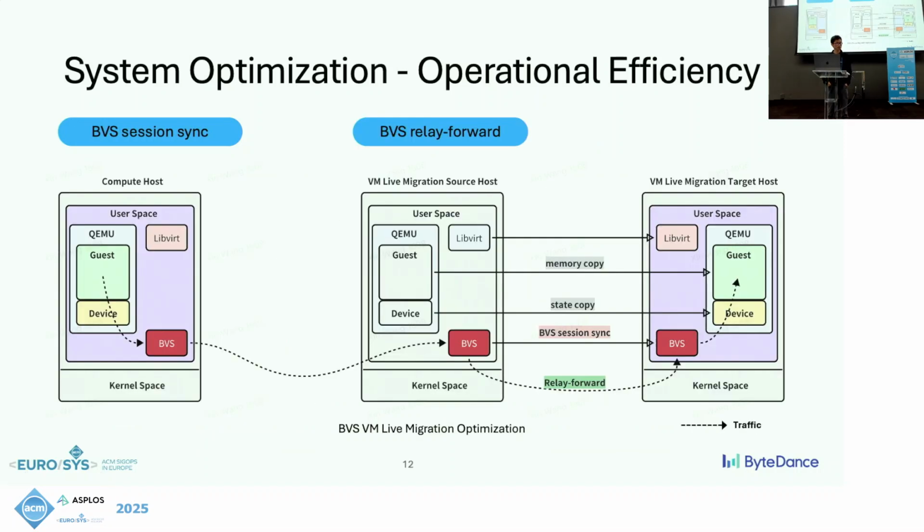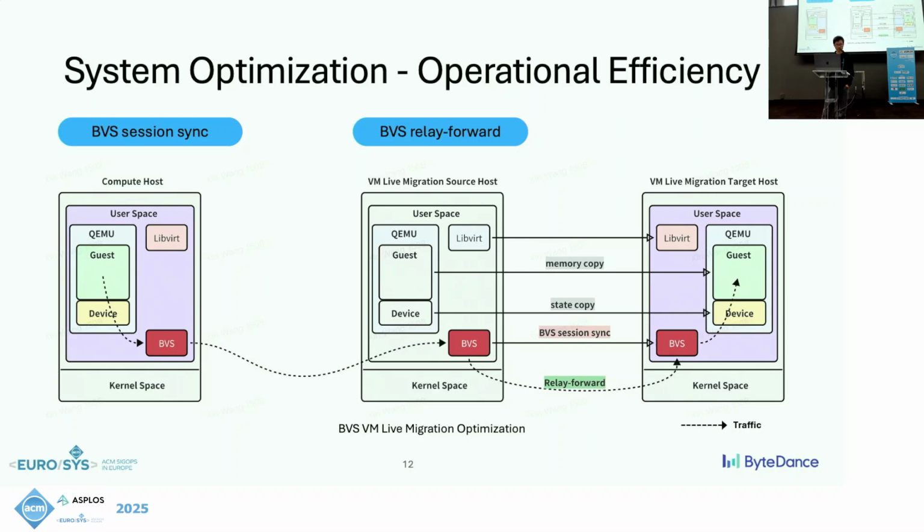Because BVS is running on the compute server, and it creates all the flow sessions. If you just do the VM live migration, you just migrate the VM state from one compute server to another compute server. It means all the BVS sessions are going to be lost, right? So the traffic landing on the new host will recreate all the sessions, which will cause a glitch. So with that, we use a mechanism we call BVS session sync up. We can sync up sessions from the source host to the target host. So once the VM is migrated to the target host, all the BVS sessions are already there.